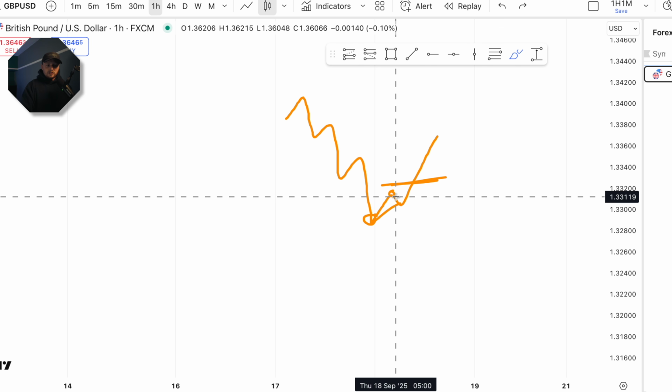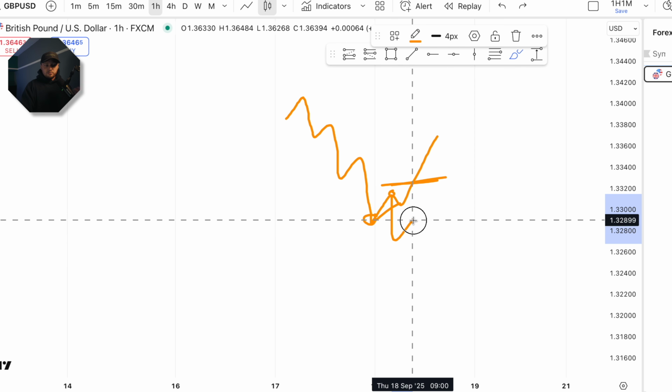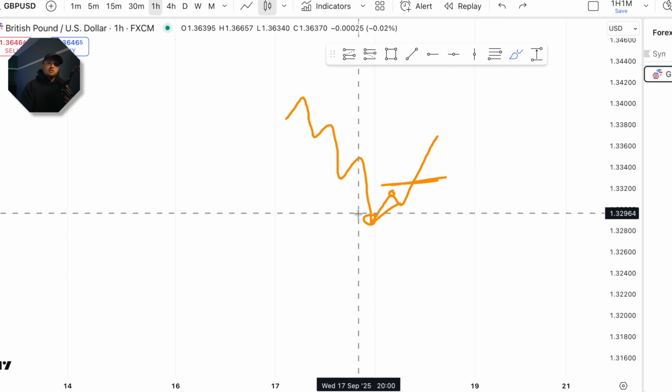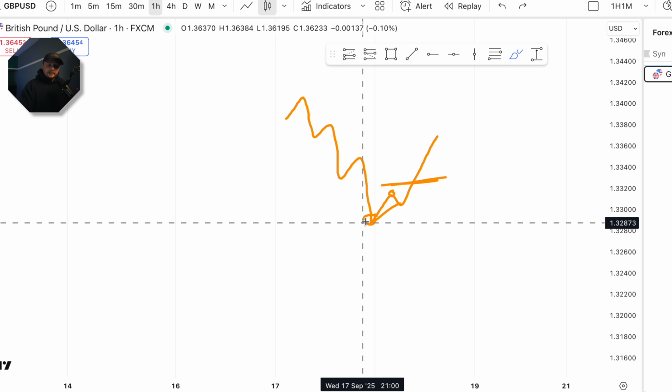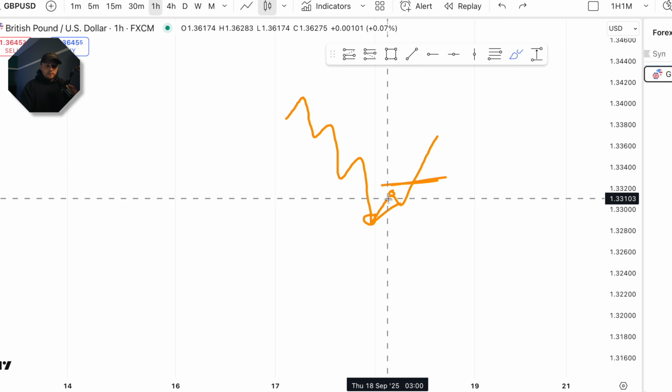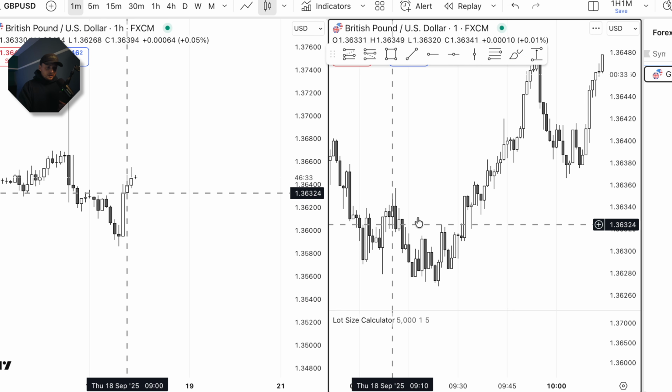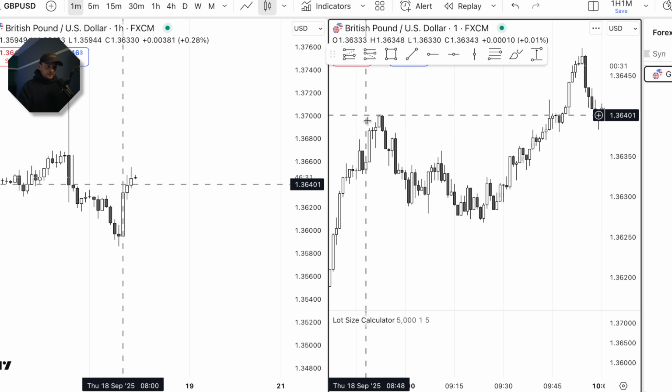If buyers weren't stepping into the market, then price would break this previous low and just continue downwards. But the fact that we haven't broken this low means that potentially buyers are stepping in. So once we fail to break this previous lower low and we break the lower high, then we are potentially shifting bullish. So let's have a look at this trade from this morning to hopefully illustrate the idea.